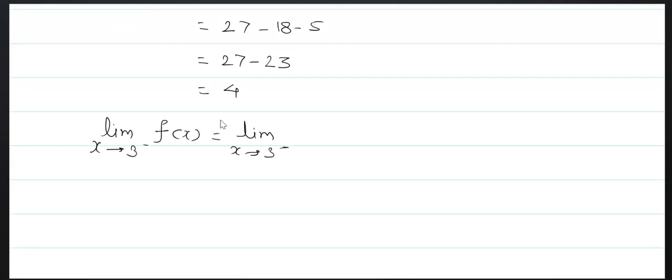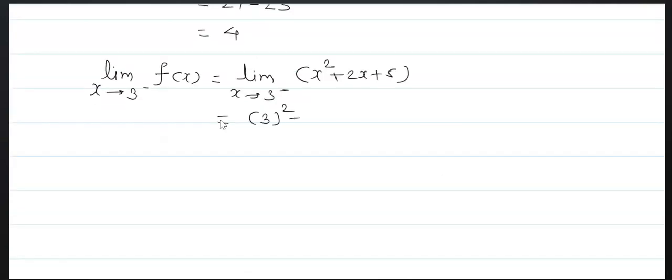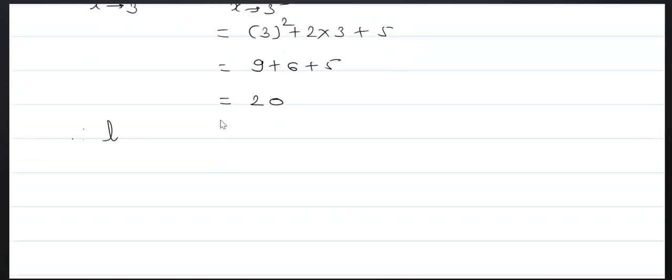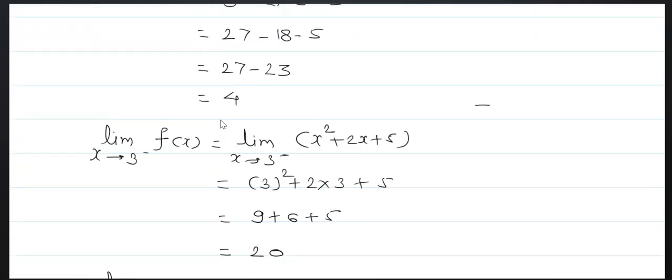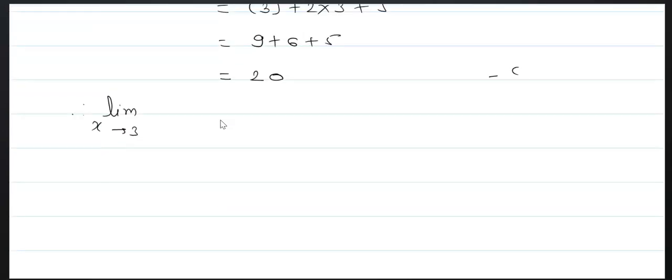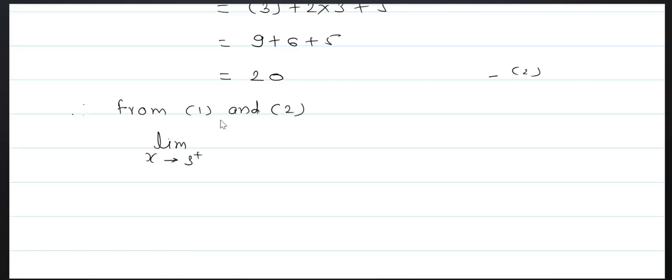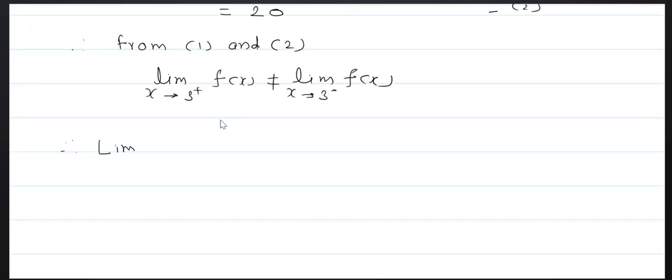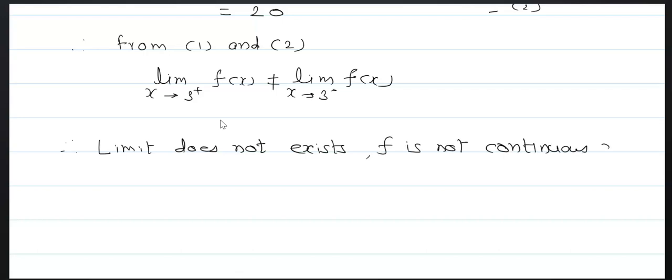Left hand side limit is 20, and the right hand side limit is 4. Therefore, both are not equal. The given function is discontinuous. The limit does not exist. Therefore, it is a discontinuity at x is equal to 3. Therefore, the given function is continuous on R except at x is equal to 3.